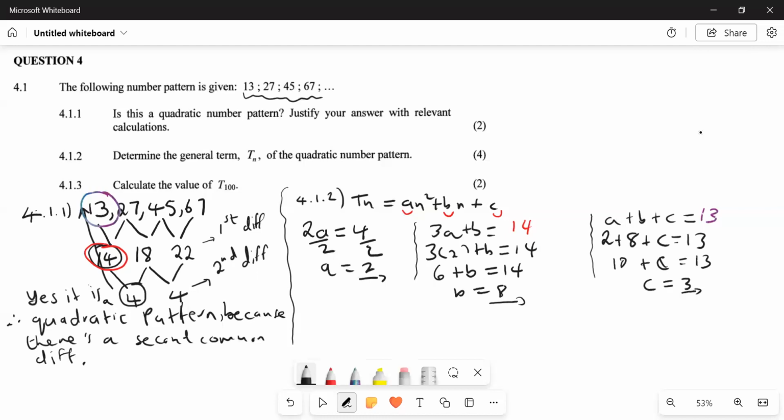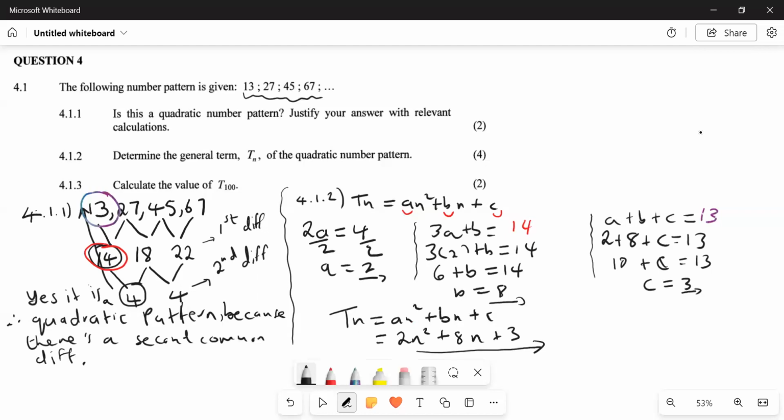So now we need to find the general term for the quadratic, right? So now we need to say Tn. Now we're plugging in the information. Tn is equal to an squared plus bn plus c, equals our a, 2, n squared plus 8n plus our c, which is 3. You got your full marks.